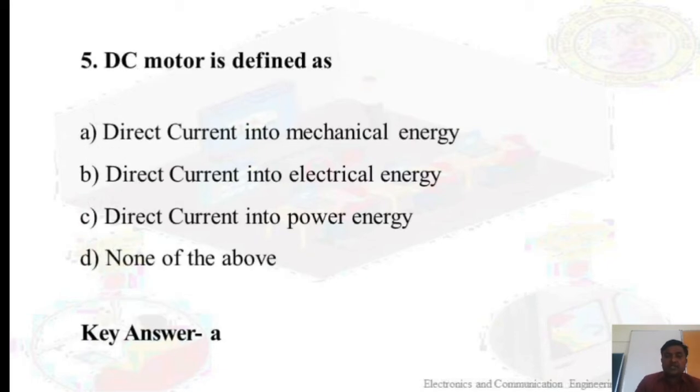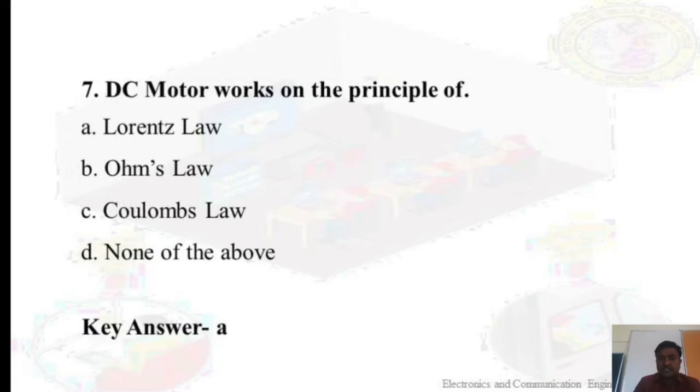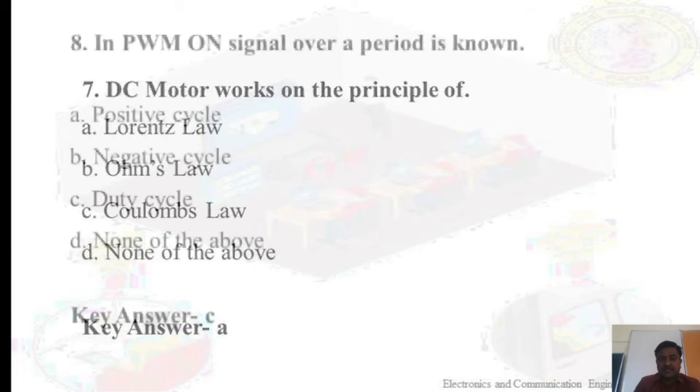A DC motor is defined as converting direct current into mechanical energy. Option A is correct. On reset, the default GPIO register becomes output mode. A is true, B is false. False, because on reset, all default GPIO registers work in input mode. A DC motor works on the principle of Lorentz law. As we have seen, key answer A is correct.